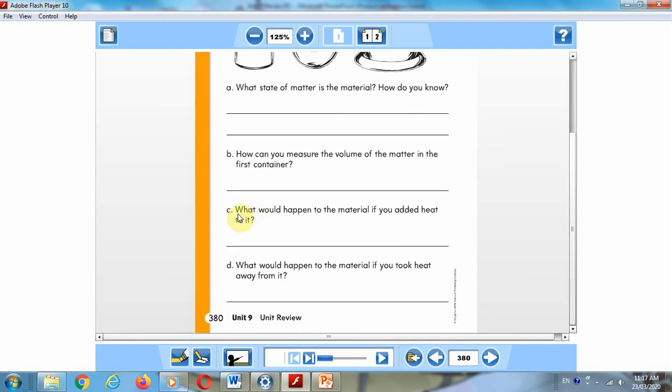C. What would happen to the material if you added heat to it? If you add heat by heating, what's going to happen to the liquid? It would evaporate or turn to a gas. Now, what would happen to the material if you took heat away from it by cooling? What's going to happen to the liquid when you cool the liquid? It would freeze or turn to a solid.